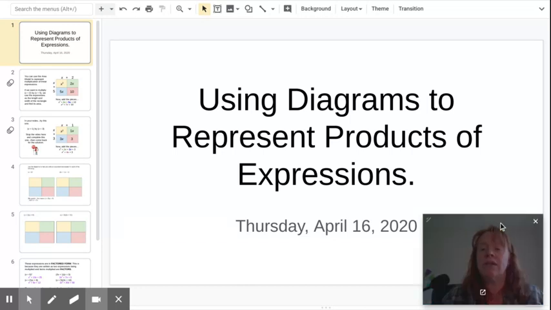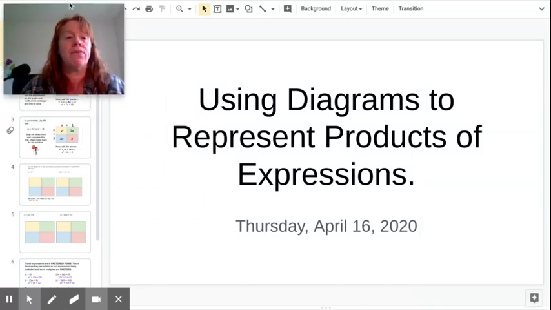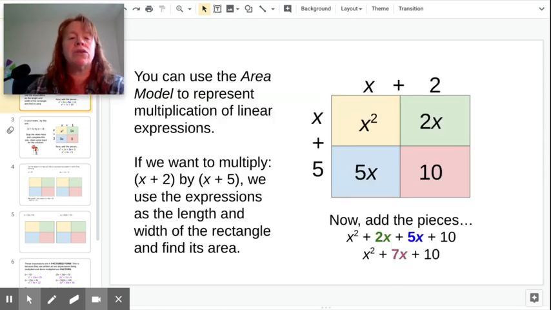So I am going to move myself up here. And we're going to take a look at what we're talking about here, using diagrams to represent products. What that means is we're going to be talking about using the area model. So I've got this rectangle that has an area. Linear expressions, x plus 2 times x plus 5. We use that as the length and the width. I could have done x plus 5 here and x plus 2 here. Doesn't matter. It's just that these two things would be in opposite places. But I have the area of all four of those pieces.